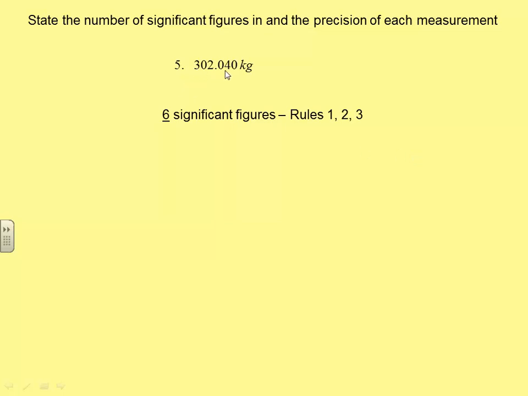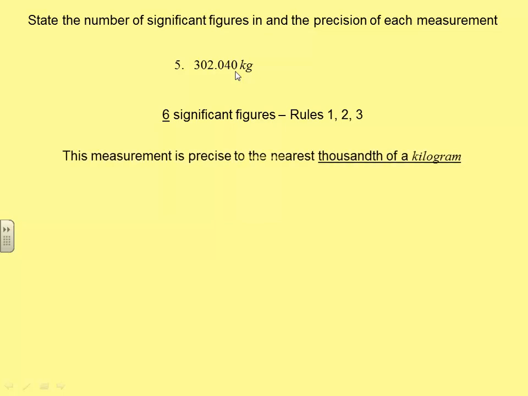So the 3, the 2, and the 4 count because they're not zeros. These first two zeros count because they're bounded. This 0 counts because it's after the non-zero digit and there's a decimal point. Rules 1, 2, and 3. Since this 0 counts, this is precise to the nearest tenth, hundredth, thousandth of a kilogram. That's, by the way, gram, if you want to convert.